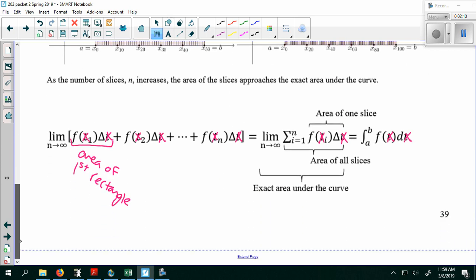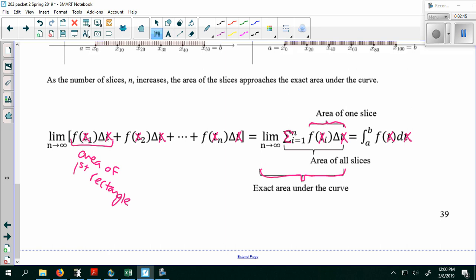And then I do that for each of my rectangles, f of x2 times delta x plus dot, dot, dot, f of xn times delta x. So then I rewrite that using summation notation. I've got the area of one slice, that's my f of xi delta x. And then the area of all the slices is when I sum them up, all n slices. Then I'm going to take the limit as n goes to infinity, and that gives me the exact area under the curve.